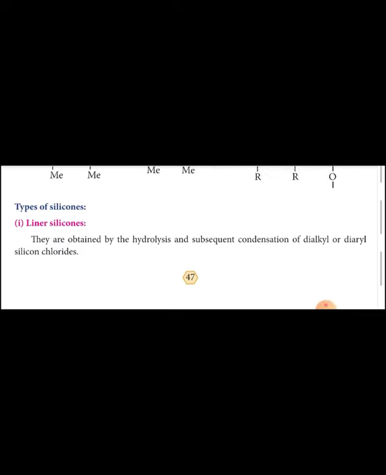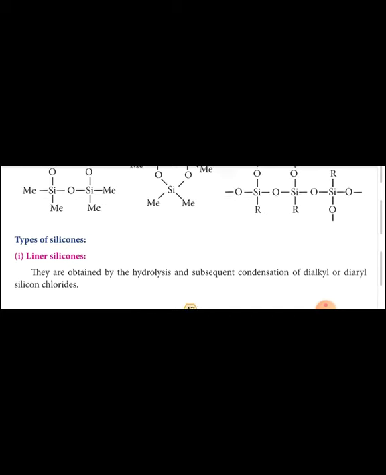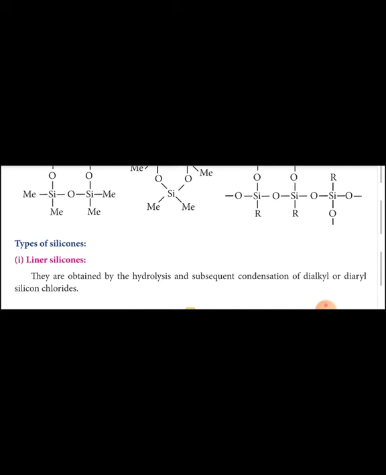Next we come to the types of silicones. The first type is linear silicones. The spelling is a mistake here; it should be LINEAR. Linear silicone is obtained by the hydrolysis of dialkyl or diaryl silicon chlorides, that is R2SiCl2. On hydrolysis it yields linear silicones.